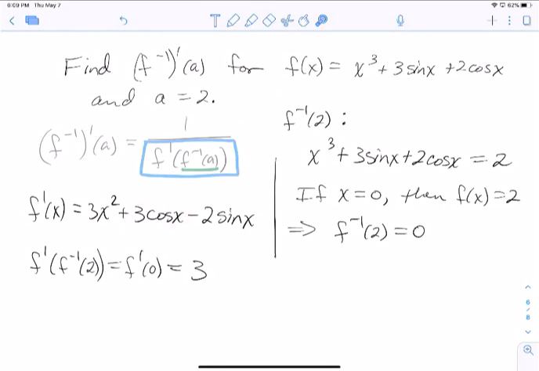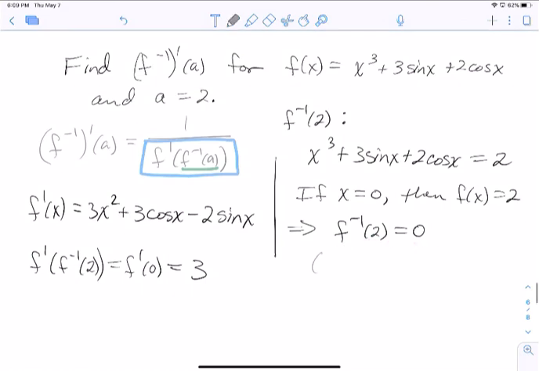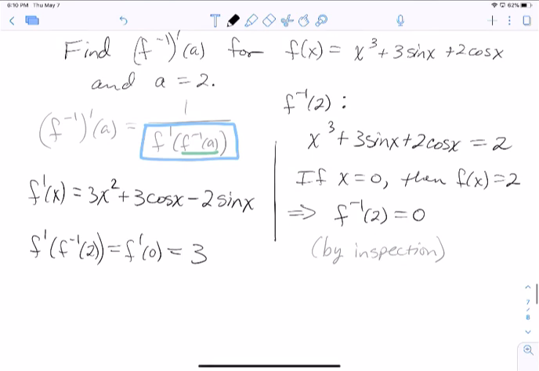I'm going to back up just a moment. Back here when we looked at that f inverse of 2 is equal to 0, we did this by inspection. We looked at it. All right, now we're going to put what we have into our formula. F inverse prime of 2 is equal to 1 over the answer that we got from f prime of f inverse of 2. And so in this case, the answer is 1/3.